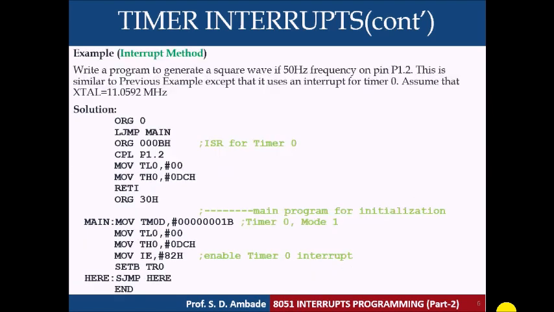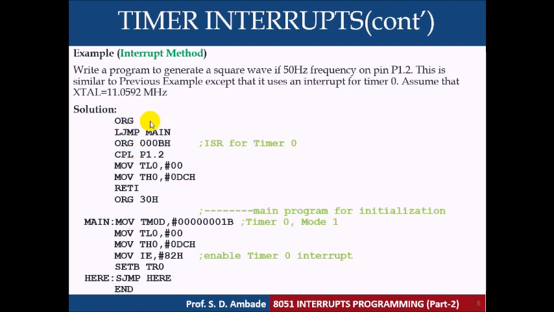Now write a program to generate a square wave of 50 Hz frequency on pin P1.2. This is similar to the previous example except that it uses an interrupt for timer 0. Assume that the crystal is equal to 11.0592 MHz. So let's start.